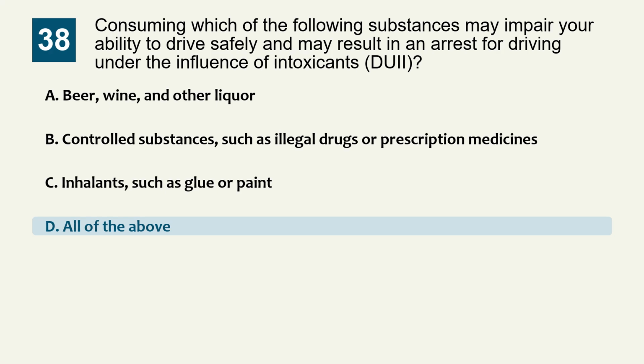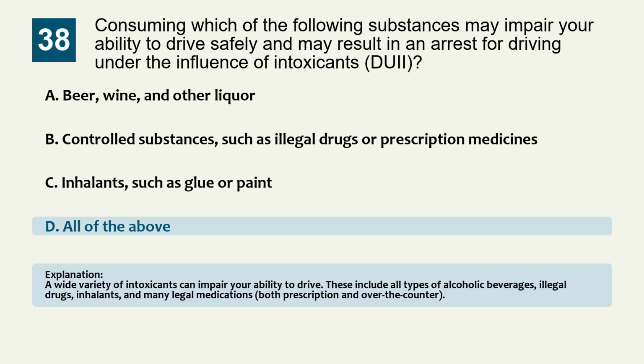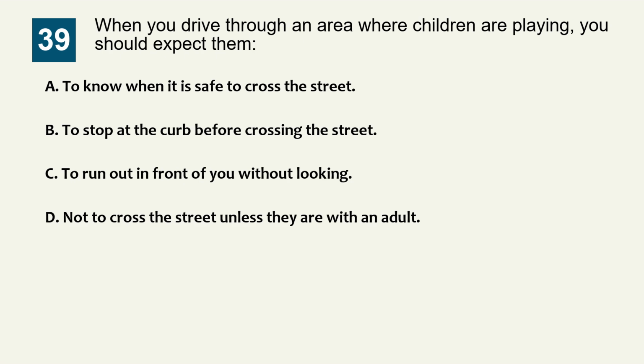The correct answer is option D, all of the above. Explanation. A wide variety of intoxicants can impair your ability to drive. These include all types of alcoholic beverages, illegal drugs, inhalants, and many legal medications, both prescription and over-the-counter. Question 39. When you drive through an area where children are playing, you should expect them. Option A, to know when it is safe to cross the street. Option B, to stop at the curb before crossing the street. Option C, to run out in front of you without looking. Option D, not to cross the street unless they are with an adult.